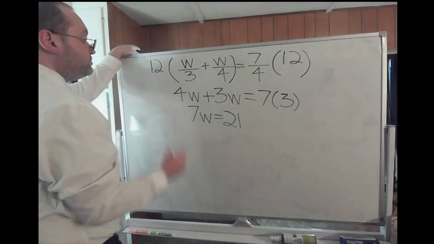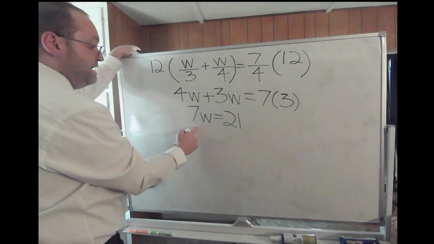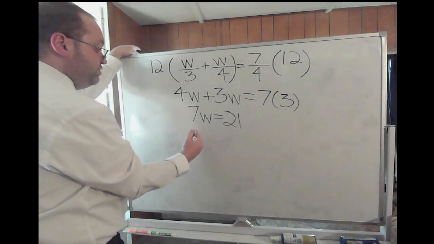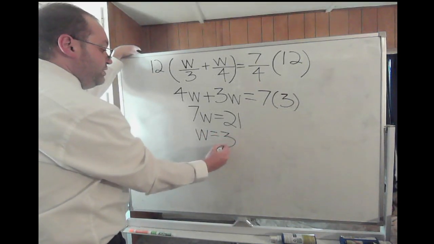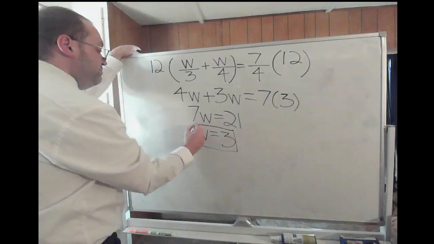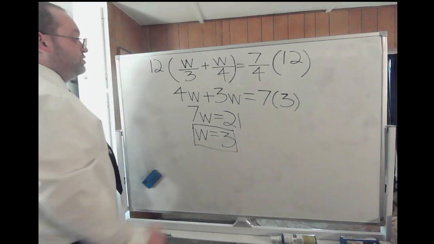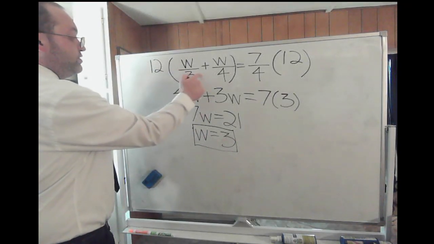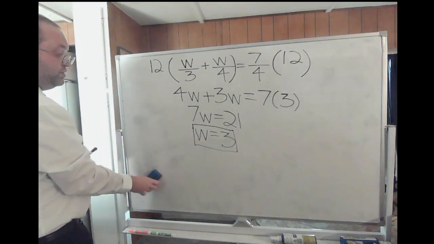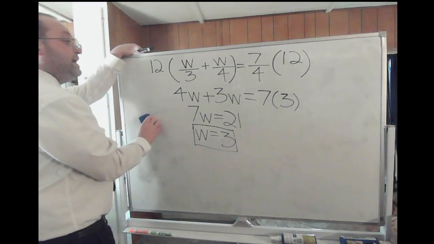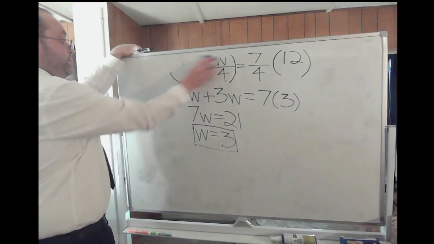Well, what you're going to have then, you want to get w, you got to divide both sides by 7. Divide 7w by 7, you just get w. Divide the 21 by 7, you get 3. So the answer for w that you would get is 3. So if you put that into the original equation, 3/3 plus 3/4, that would give you 7/4. So w being 3 does check out. If you're ever in doubt, just stick it into the original equation.